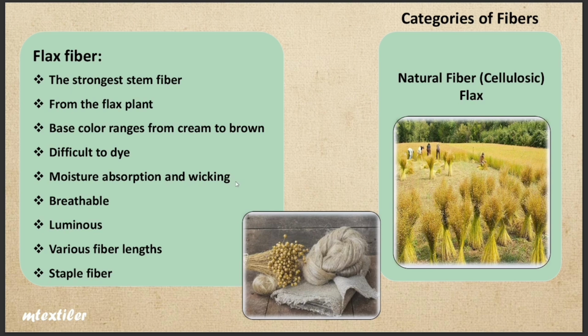Overall, due to their natural origin, these fibers have good moisture absorption, although not as much as cotton. Breathable. Luminous. The cross-section of these fibers reflects light to a reasonably good degree. Various fiber lengths. Because they are natural, they can have different lengths and are spun using systems different from those used for cotton. Staple fiber. These fibers are also classified as staple fibers.